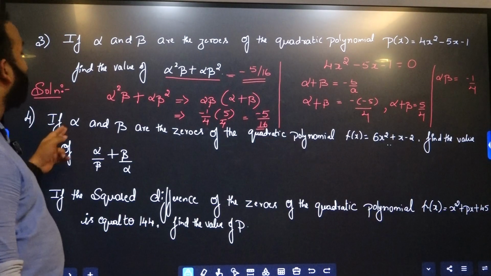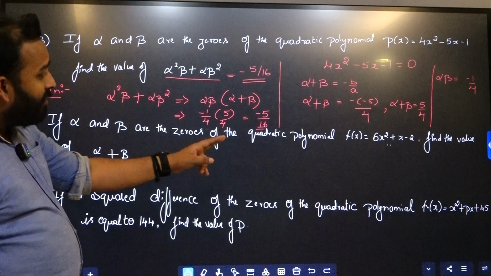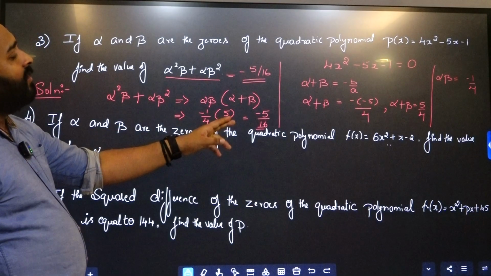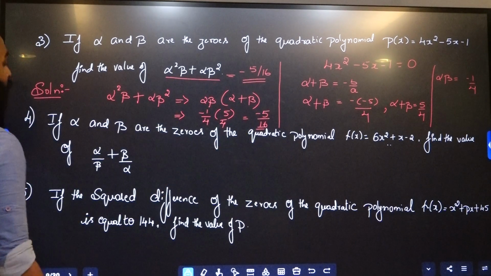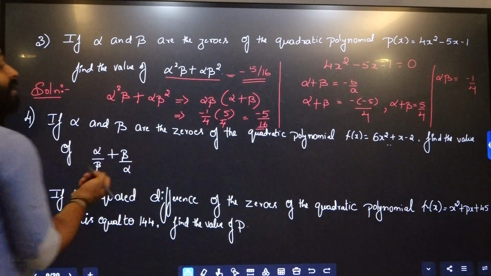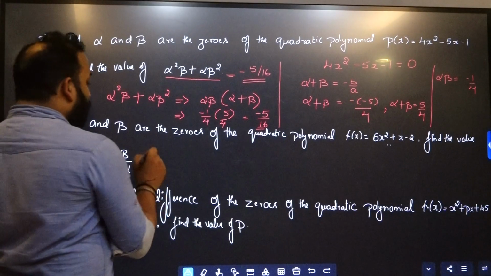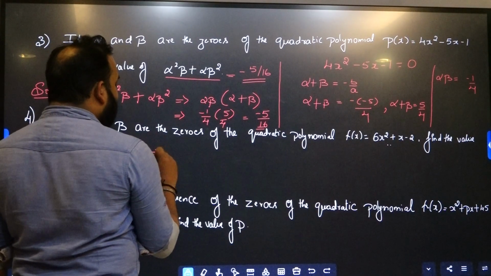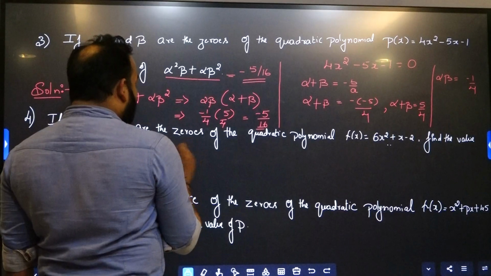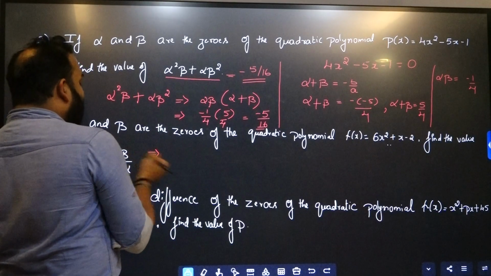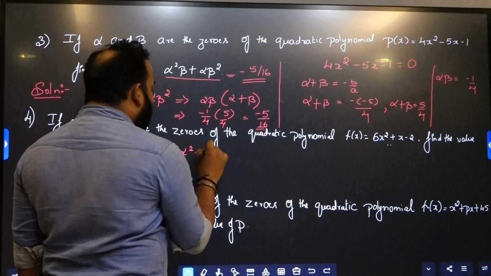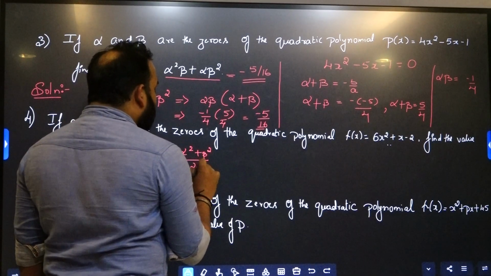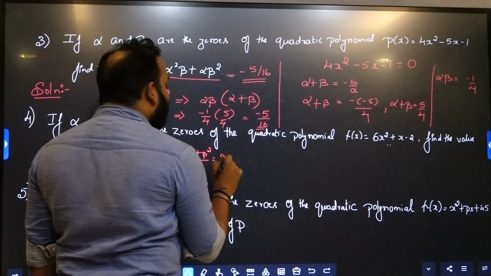If you look at this problem, if alpha and beta are the zeros of the quadratic polynomial f of x is equal to 6x square plus x minus 2, find the value of alpha by beta plus beta by alpha. Very important. Now here also, if you have doubt how to solve this, just observe here, your alpha by beta plus beta by alpha can be easily written as alpha square plus beta square divided by alpha beta. True, children? Yes, you have to find this now.